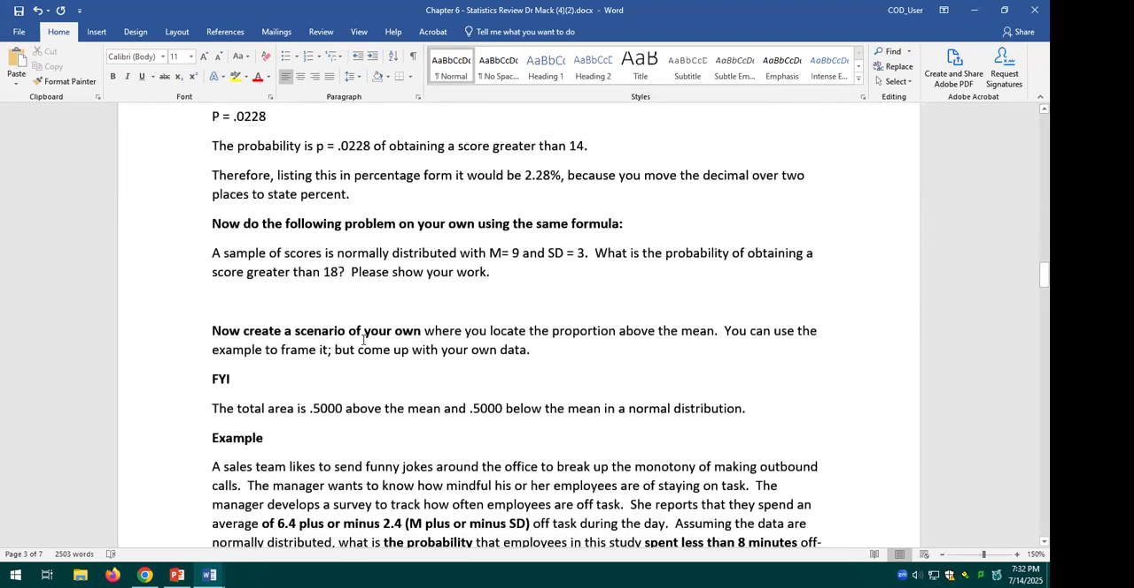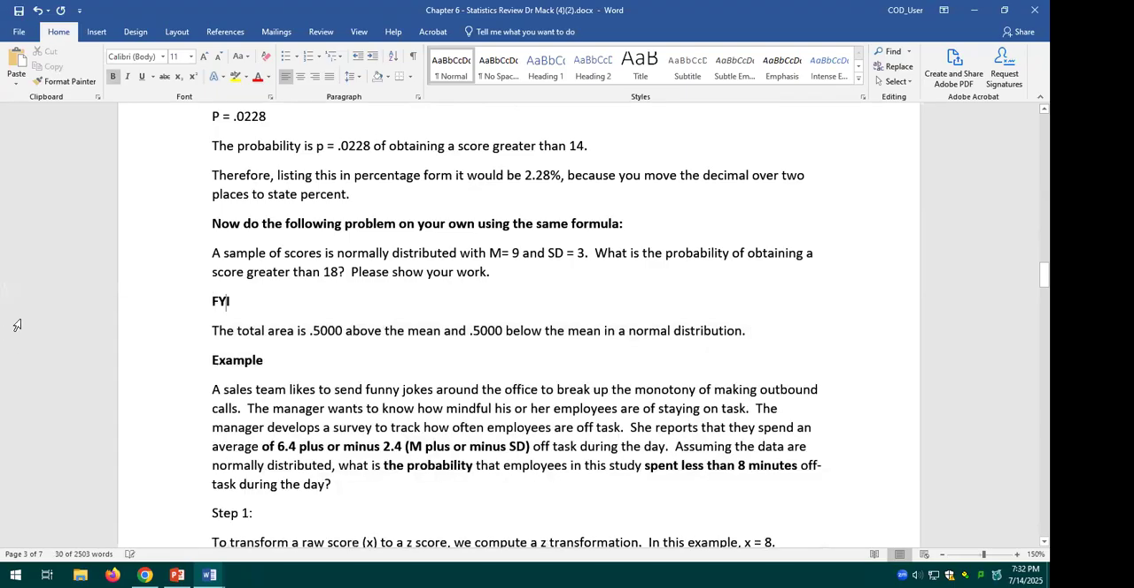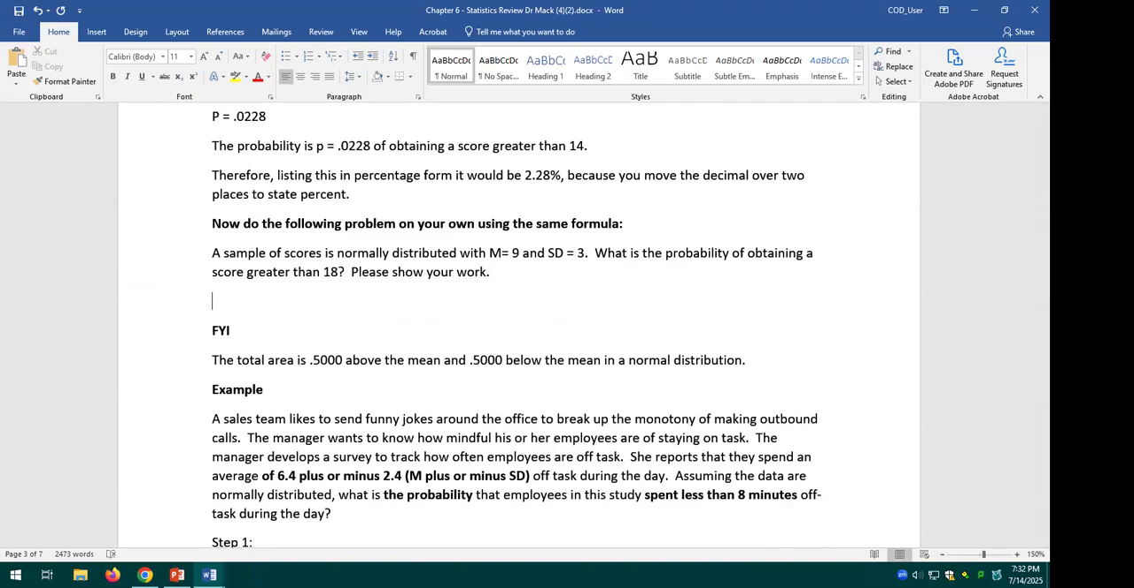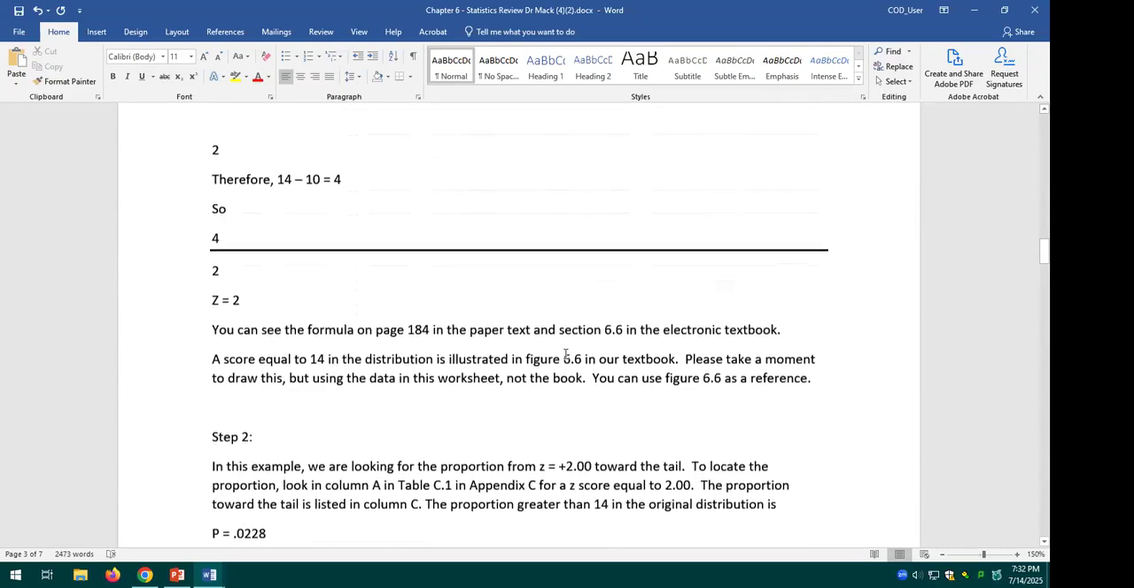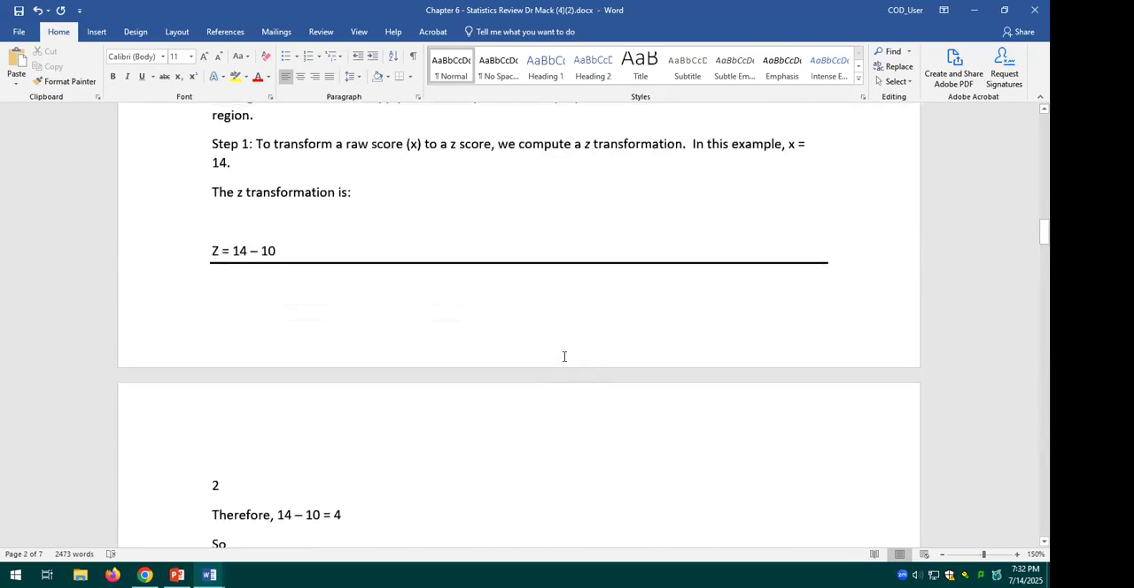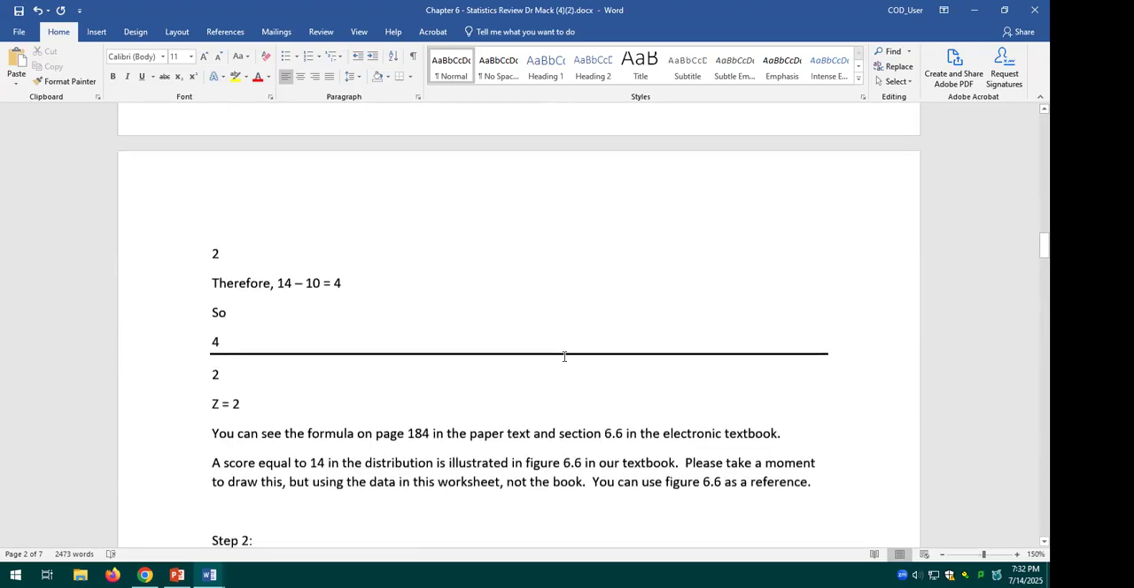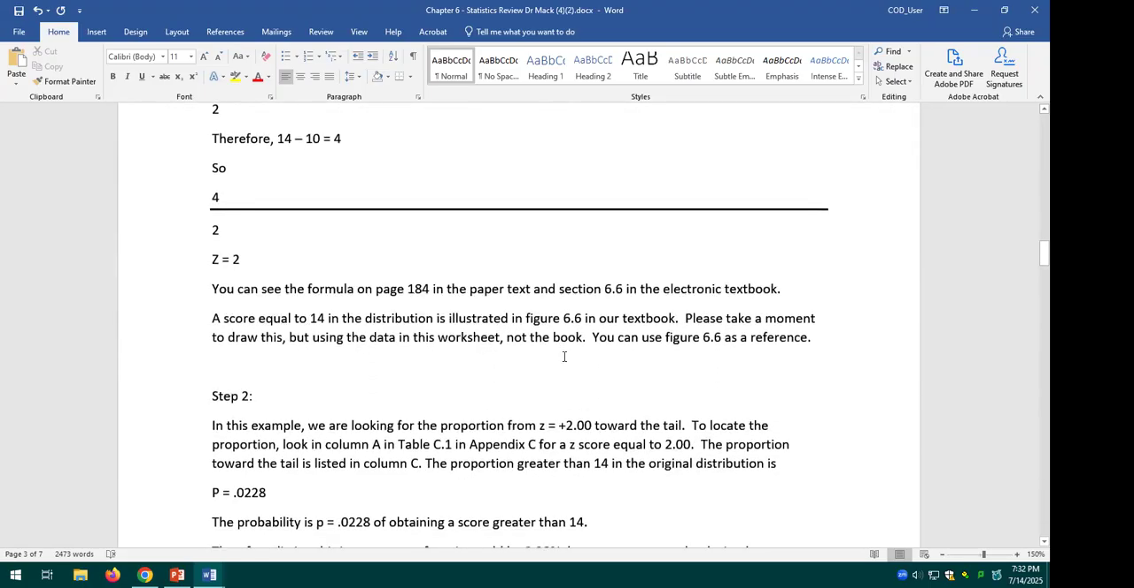So now to the following problem on your own. I'll just get rid of the scenario of your own because academic freedom's awesome. A sample of scores is normally distributed with M = 9 and the standard deviation is equal to 3. What is the probability of obtaining a score greater than 18? Please show your work. So we're literally going to do the same thing. We're going to take the z transformation and get the z-score, and then we're going to look at the probability.